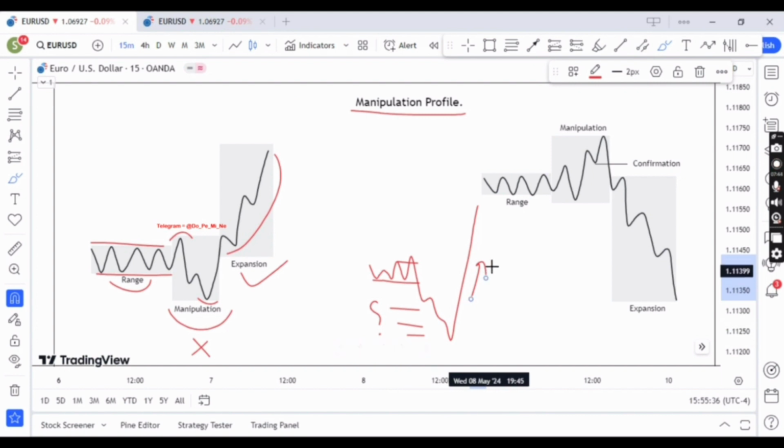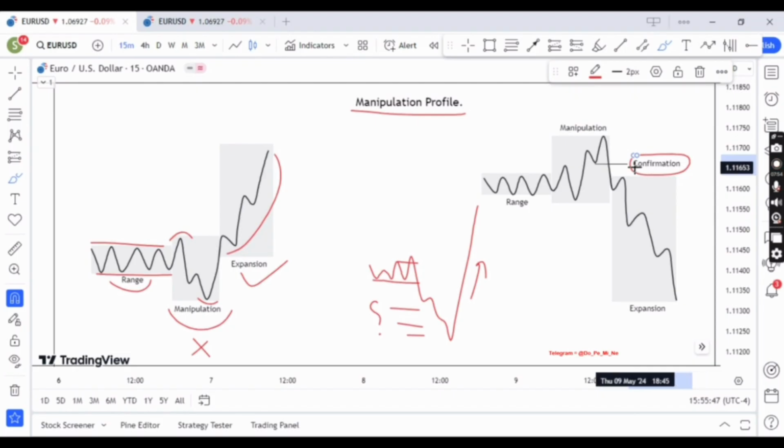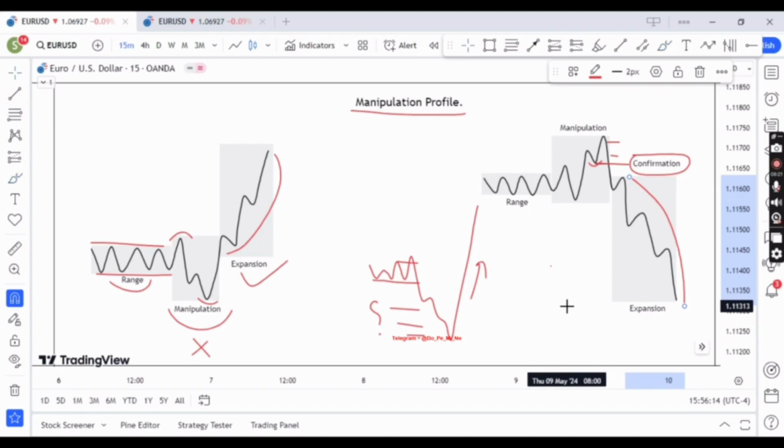So the solution is to wait for the manipulation profile to end, and once that ends you can position yourself in the expansion profile after a confirmation has been made in the form of a CSD or a model 1 entry, which I'll explain further in other chapters, right? Now confirmation for the manipulation profile ending is made once price closes below a swing low or a swing high or forms an order block. After that the manipulation profile has ended, and now you can enter a trade and position yourself in the expansion profile.